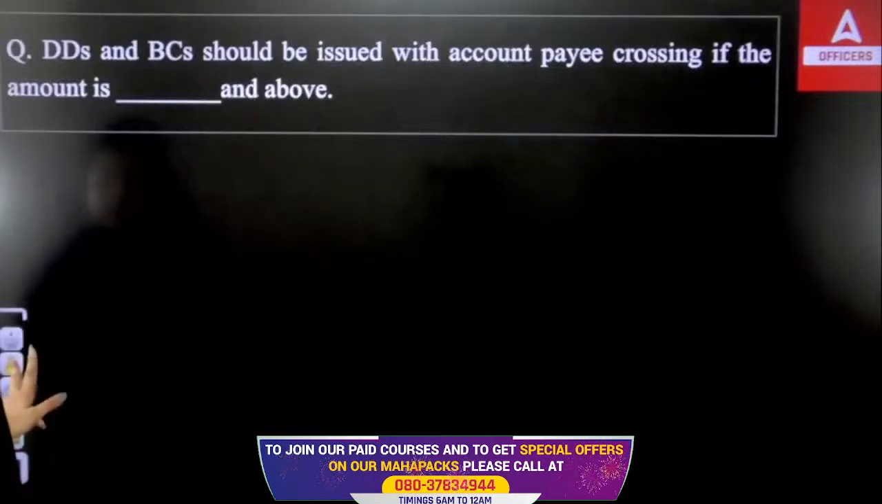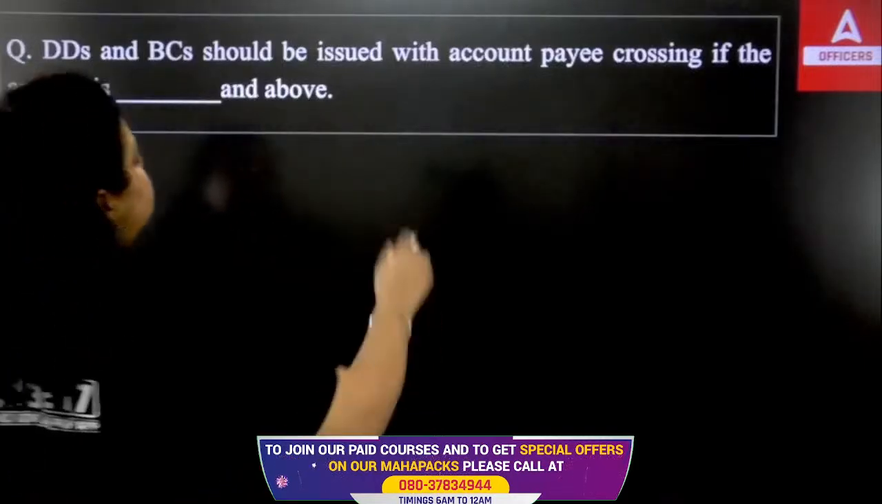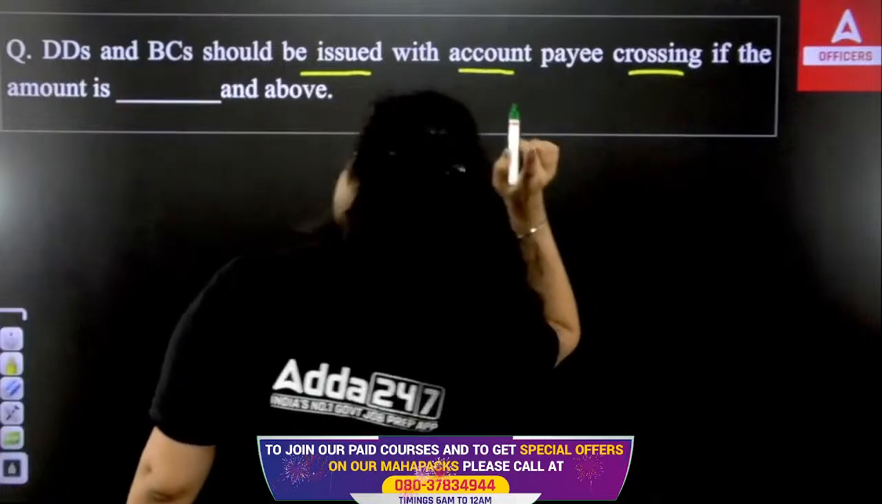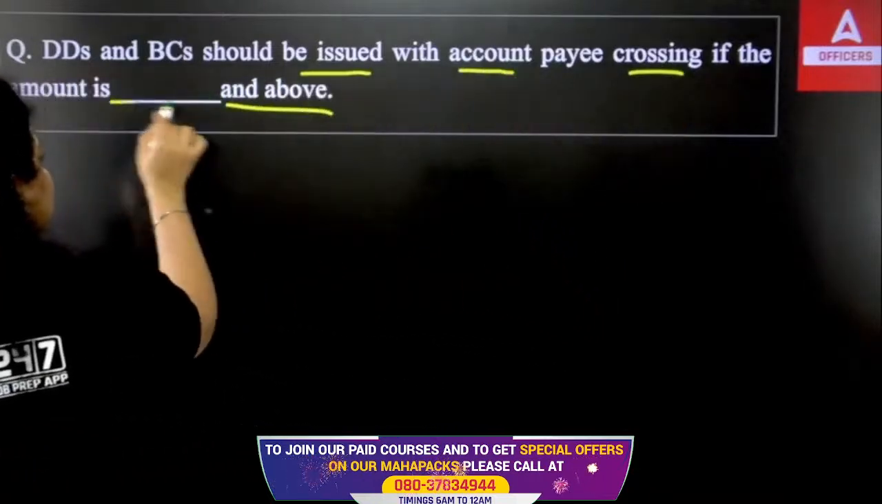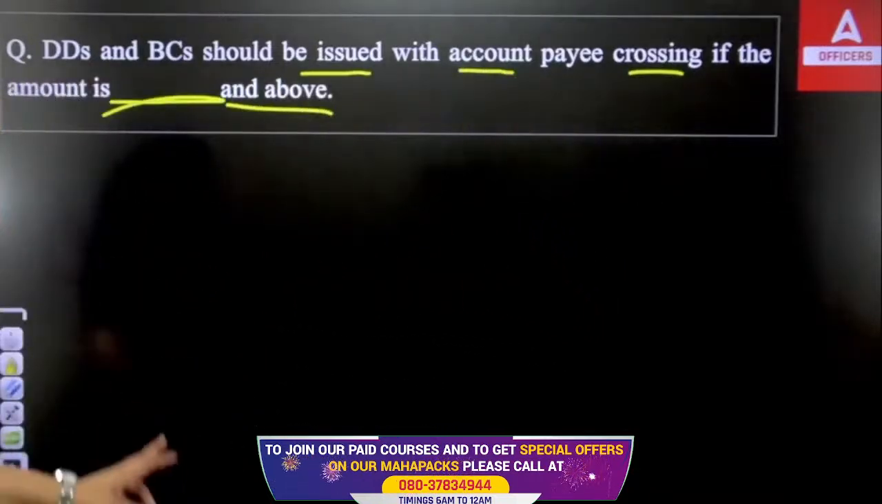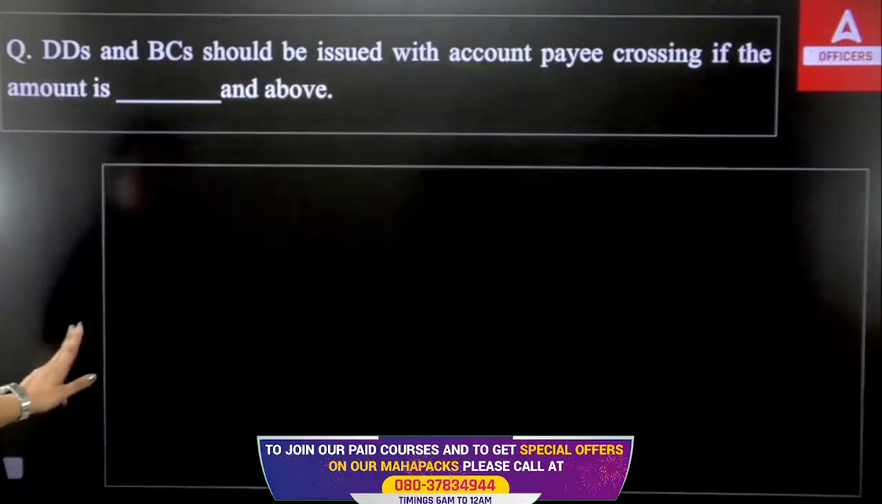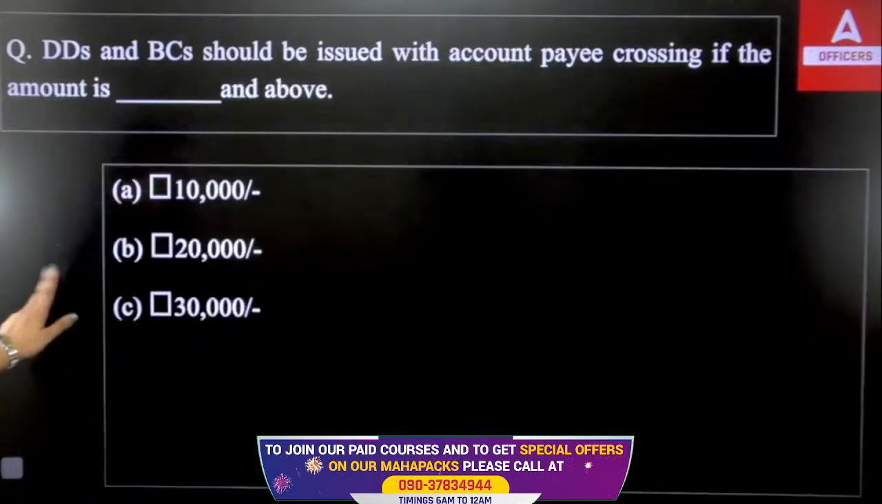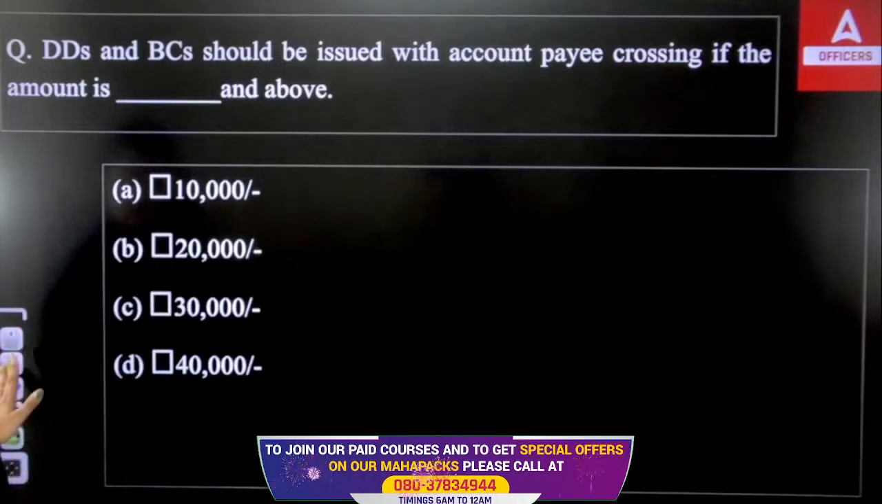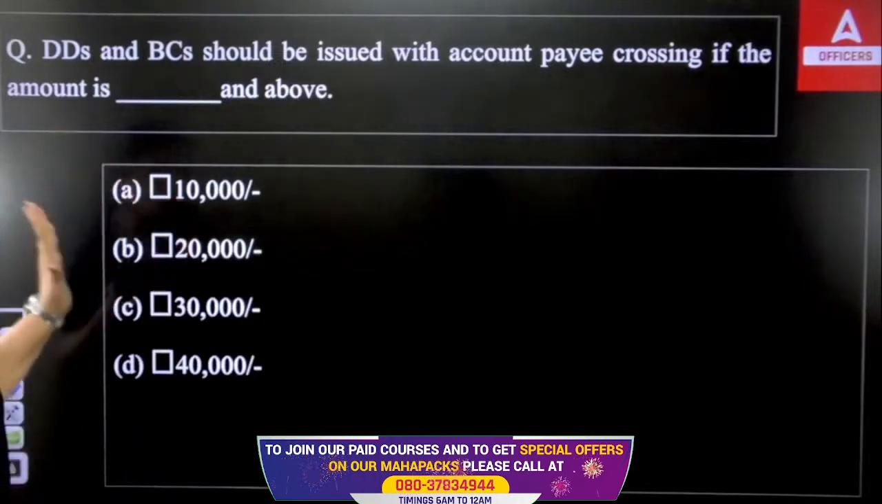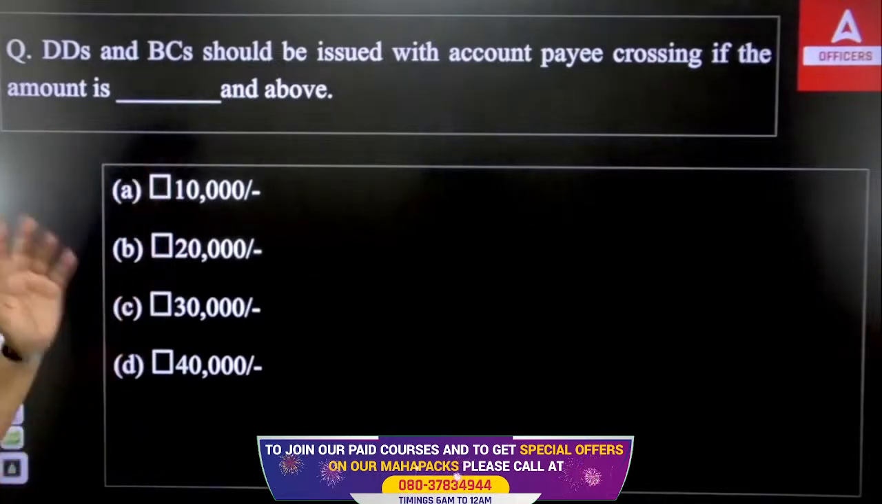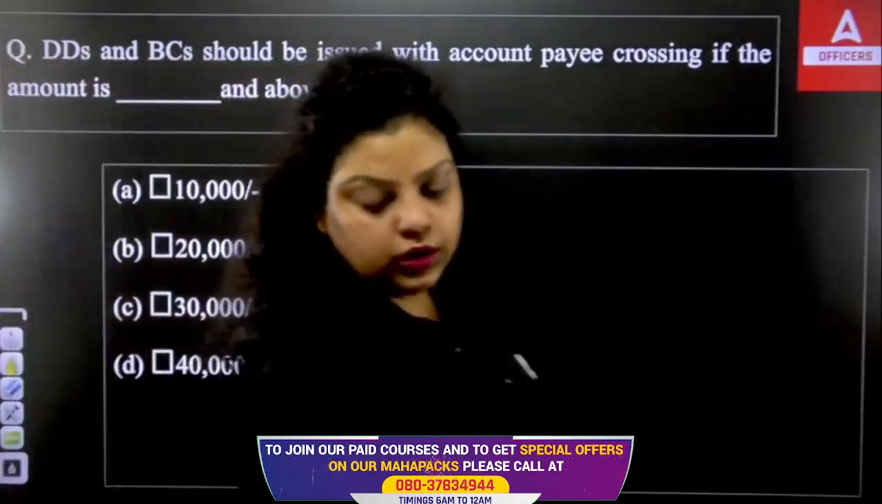Now, next we have: DDs and BCs should be issued with account payee crossing if the amount is dash and above. If you're talking about DD and BC, they should be issued with account payee crossing if the amount is 10,000 rupees, 20,000 rupees, 30,000 rupees or 40,000 rupees. Which of the following is correct?